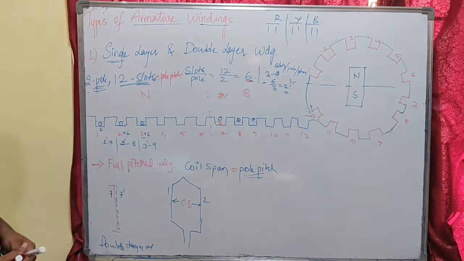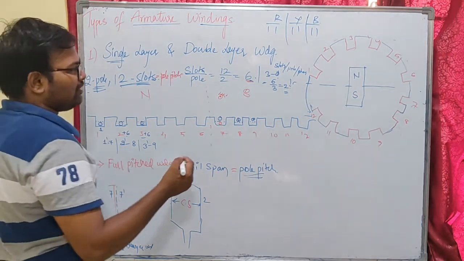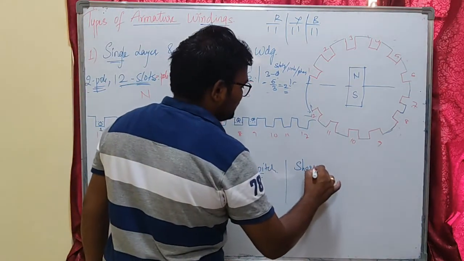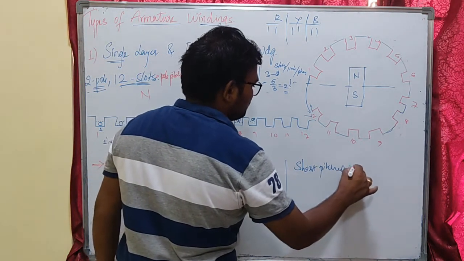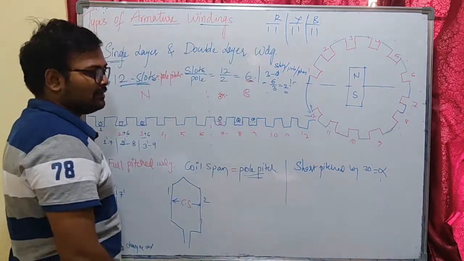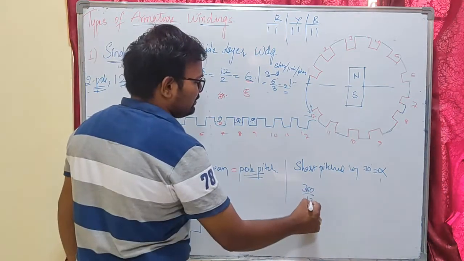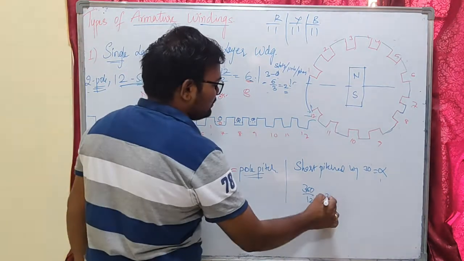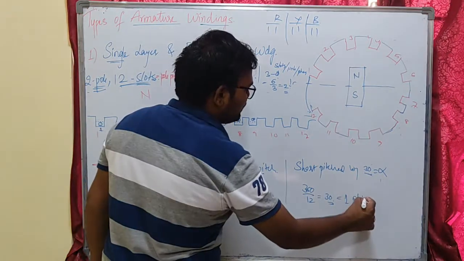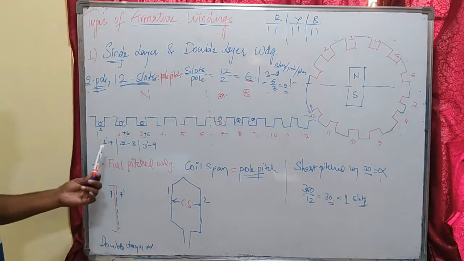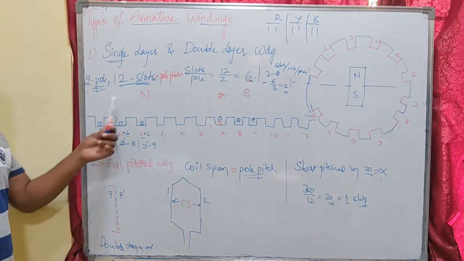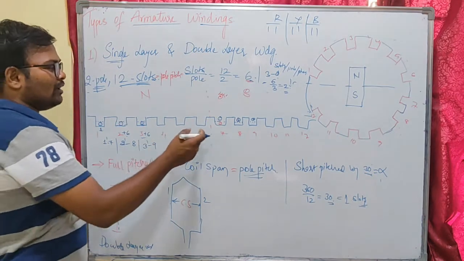If my winding is short pitched by 30 degrees, that will be the chording angle alpha. So 30 degrees means for 360 degrees we are having the slot angle as 30 degrees. That means we are going to eliminate one slot, so 30 degrees means one slot. That means you have to keep one coil side on the first slot and the other coil side on the slot which is one slot less than the pole pitch.